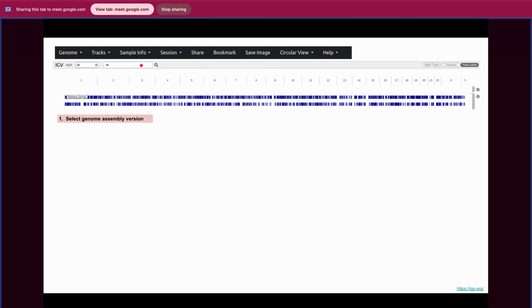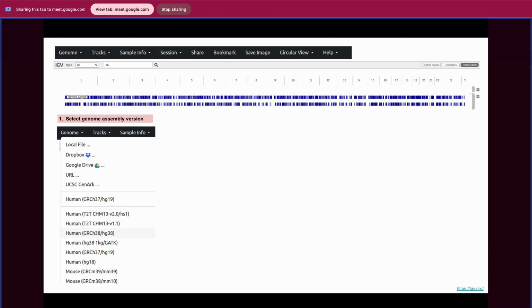So how can we further explore the data here? The first step is that we have to select the genome assembly version. For that we can click on the genome option. It will open up this pop-up bar, and in this we can select, for example, local file, Dropbox.